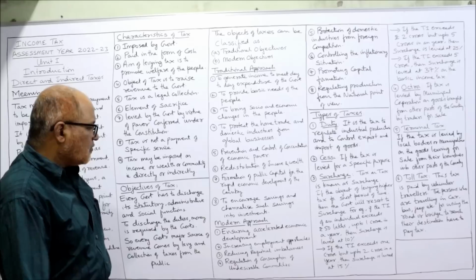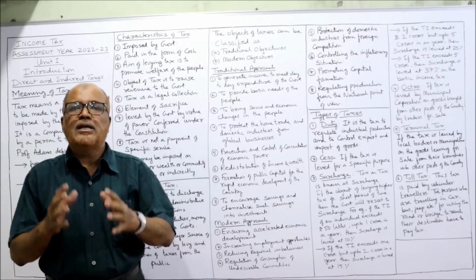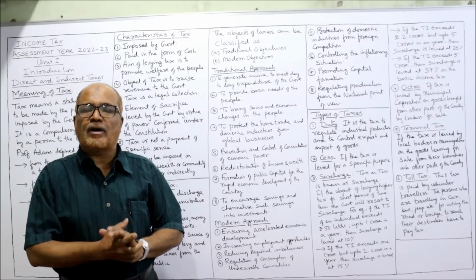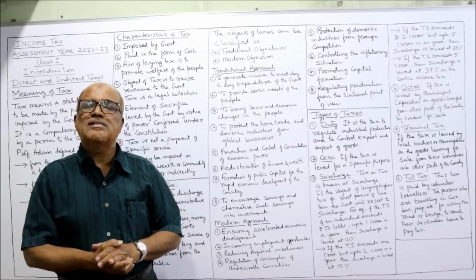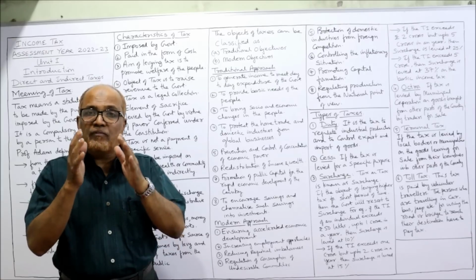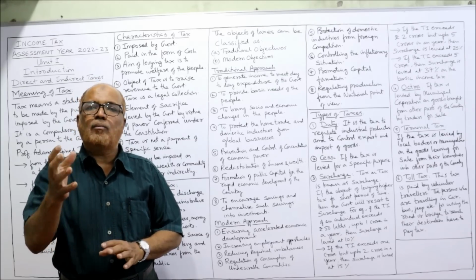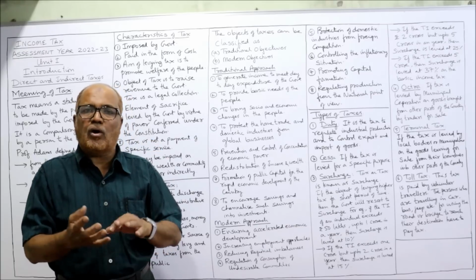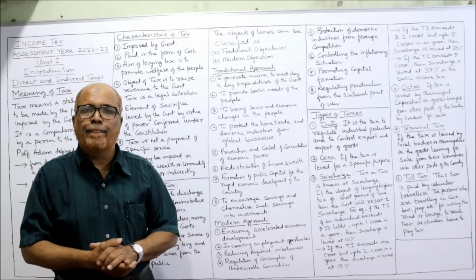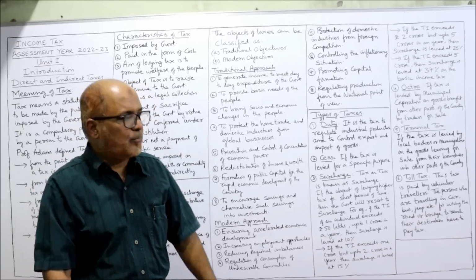Then regulation of consumption of undesirable commodities. The government will impose the tax in order to discourage the people from undesirable consumption of commodities like alcohol, cigarettes. These are injurious to health. So government wants to prevent the people from consuming these undesirable commodities. So government will impose heavy taxes on alcohol, on cigarettes, on different types of drugs like that. What will happen? The people will be discouraged from using it. So that is also one of the objectives of imposing the tax.